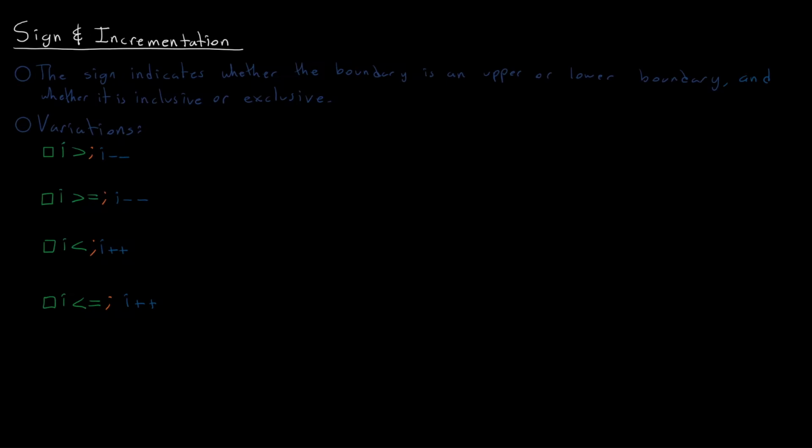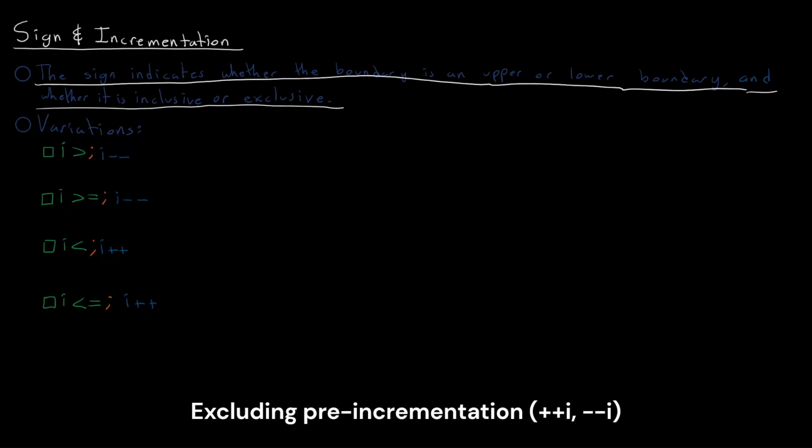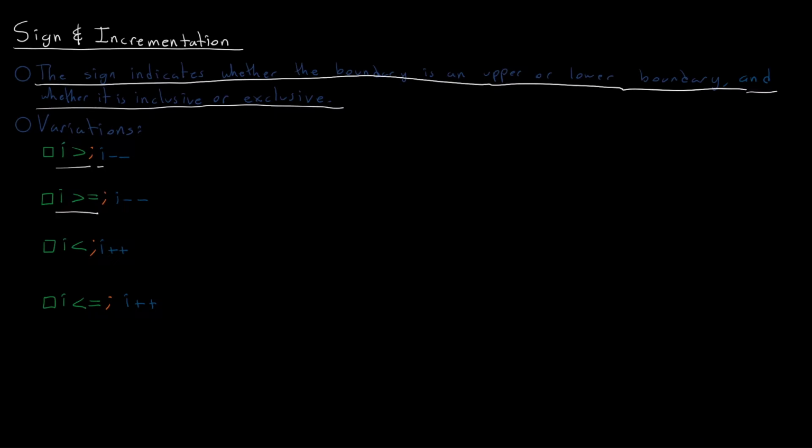Sign and incrementation. Sign and incrementation are one of the most important points in the for loop, and they define a lot about the for loop and what the use case of the for loop is. So the sign indicates whether the boundary is upper or lower, and whether it is inclusive or exclusive. So there are 4 valid variations of sign and incrementation. There's i greater than or i greater than or equal to, both paired with i minus minus, and i less than and i less than or equal to, both paired with i plus plus.